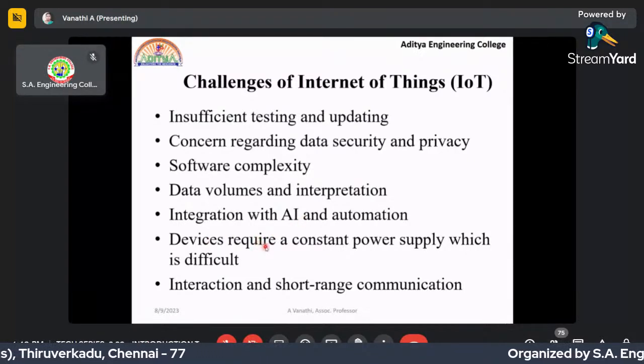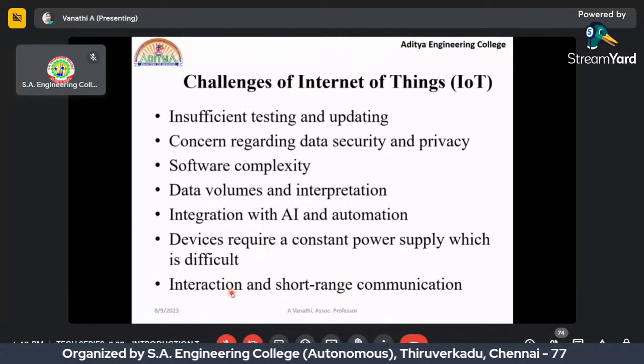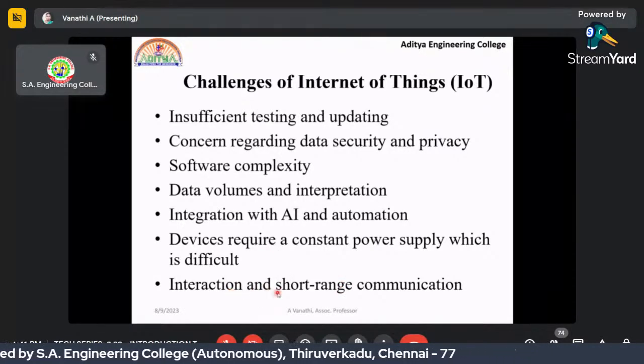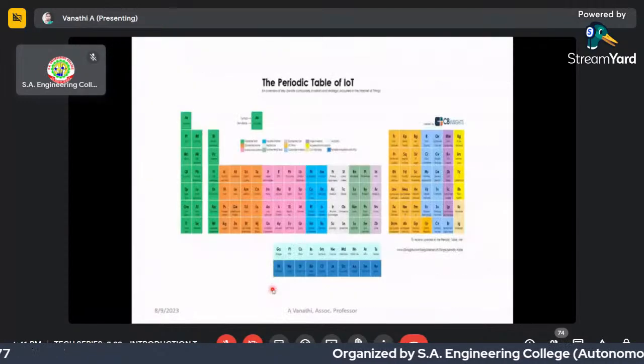So these devices require a constant power supply, which is very difficult to provide. And these devices are mainly used only for short range communication. And interaction is also a very challenging one here, right? So this is about my presentation.